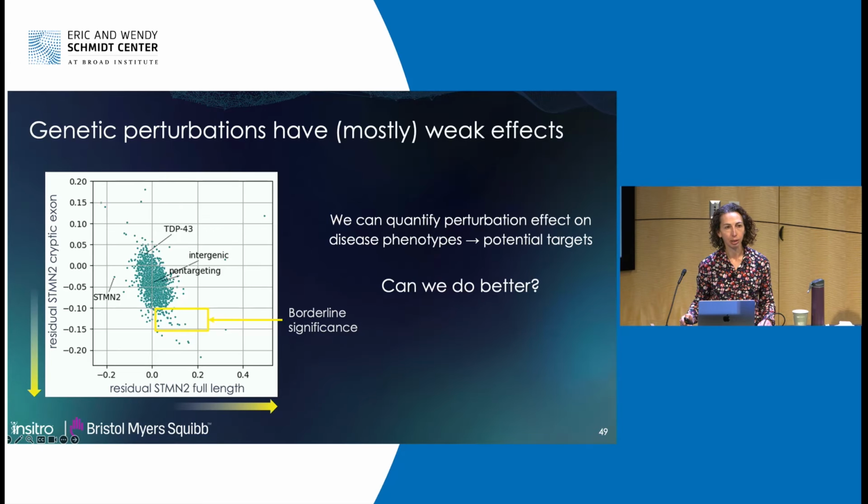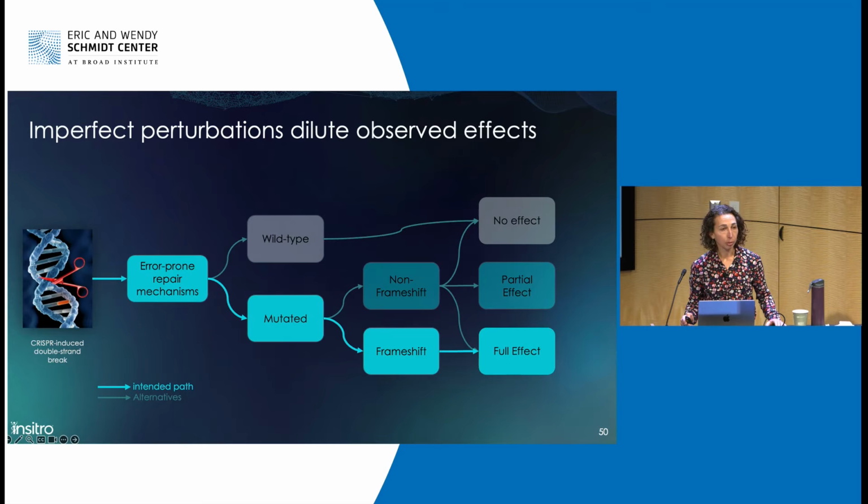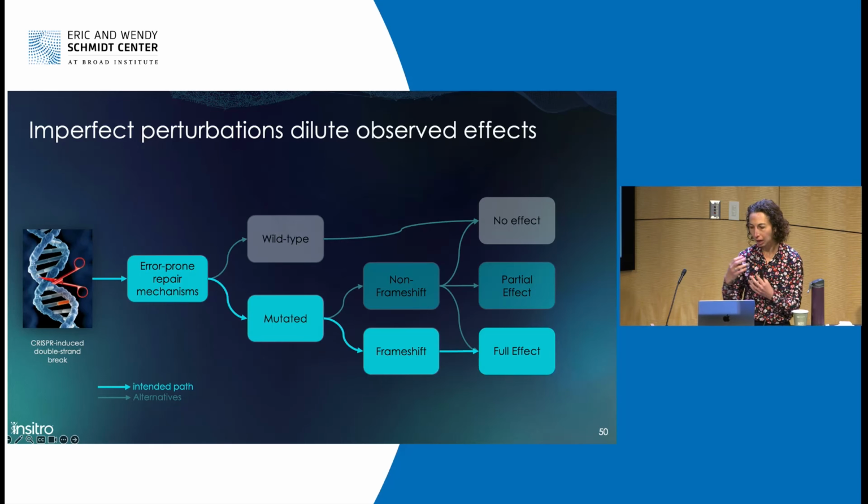But as we see, a number of targets have just borderline significance. So a question is, is there any way to extract more signal here? One important thing to note is that CRISPR has imperfect effects. Some cells may have no effect at all, and some cells may only have a partial effect. So we can really think of CRISPR as an intent to treat. In our analyses, when we're averaging over cells that may or may not have been perturbed, we're taking a weak signal and diluting it even further.